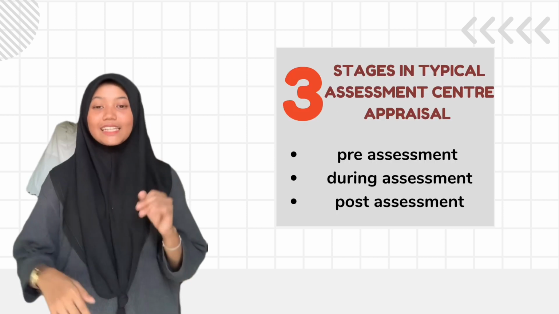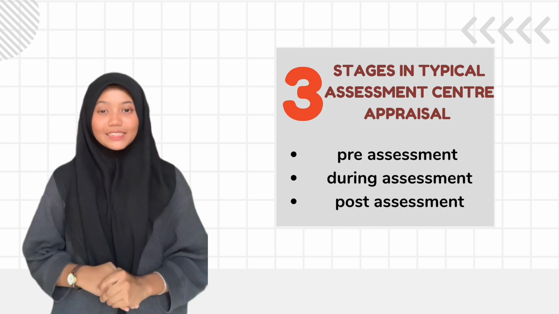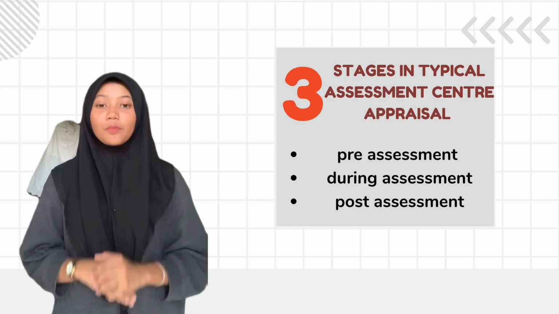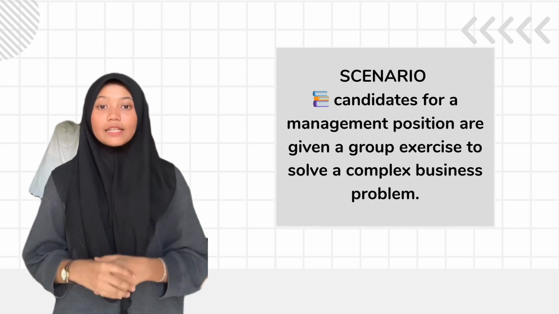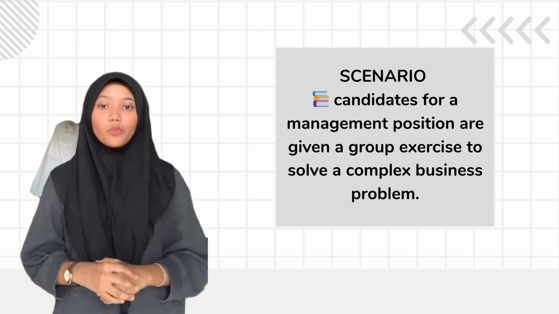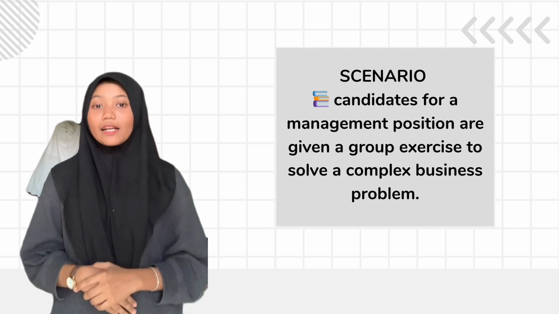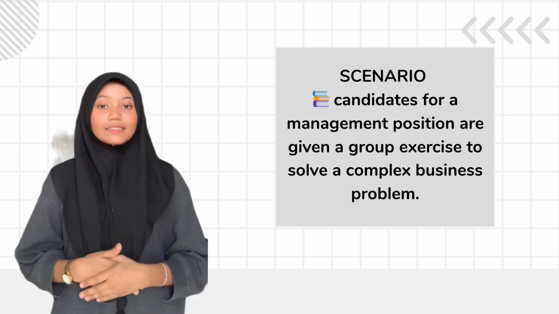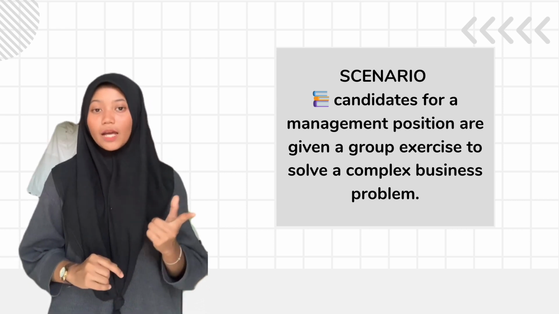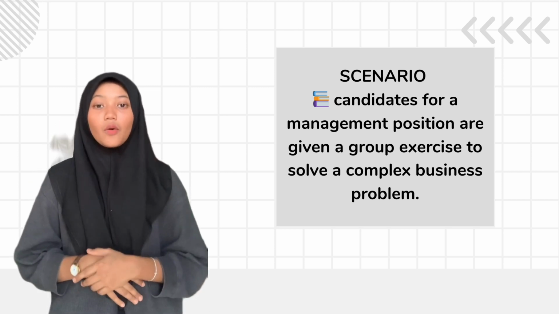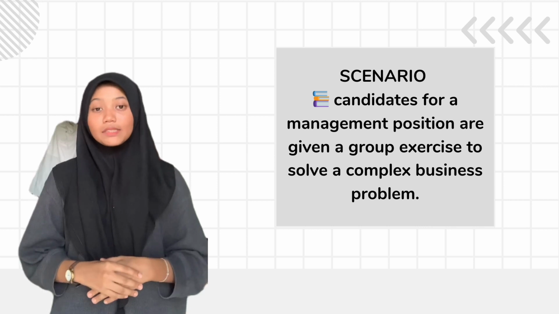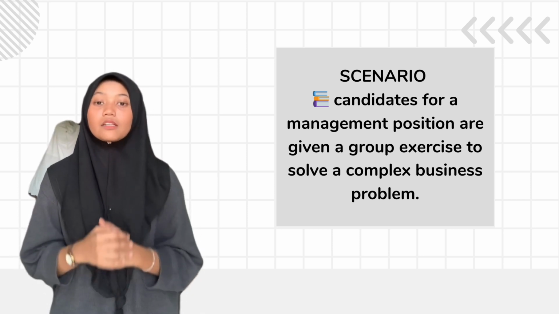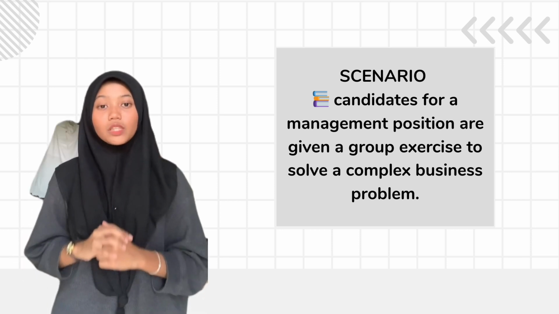There are 3 stages in a typical assessment center appraisal. The first stage is pre-assessment, the second stage is during assessment, and the last stage is post-assessment. An example of the assessment center method could be a scenario where candidates for a management position are given a group exercise to solve a complex business problem. They are observed and assessed on their leadership skills, communication abilities, problem-solving capabilities, and how well they collaborate with others. The assessment center may also include individual tasks such as role plays or presentations, as well as interviews to evaluate the candidate's suitability for the role.